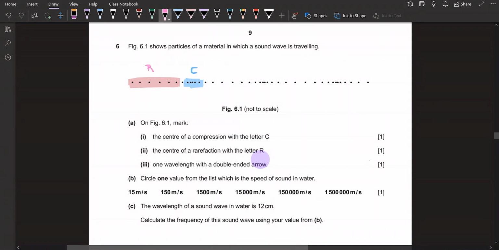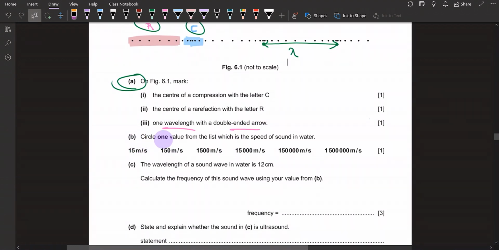And for one wavelength, we measure from this point to another similar point. So it's going to be till here. So we can draw a line like this and put two arrows. And this is going to be the answer for our part A. So this is rarefaction, compression, and one wavelength, which we can write as lambda.